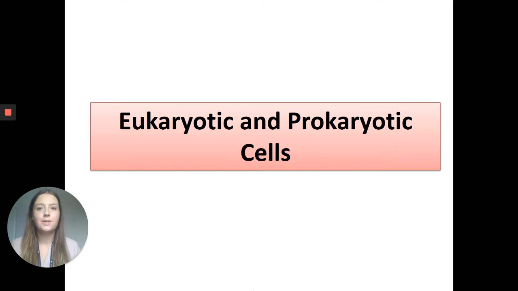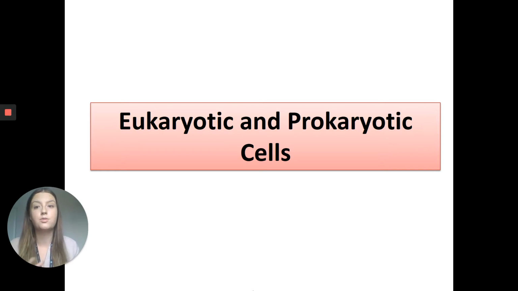Hi everyone, so this video is on eukaryotic and prokaryotic cells. Eukaryotic cells were the first cells on Earth that had specialised internal compartments. What we mean by that is those membrane-bound organelles, things like the mitochondria and the nucleus. And they evolved almost 2.5 billion years ago now.